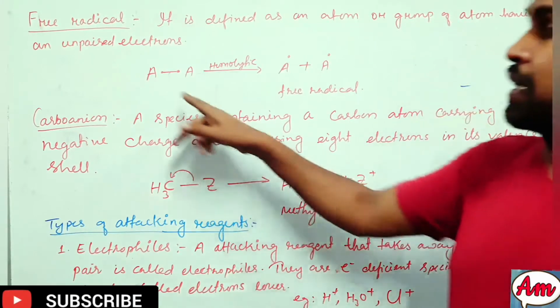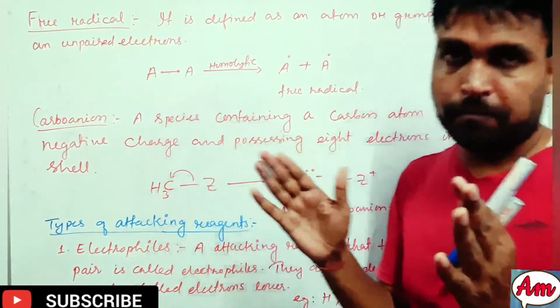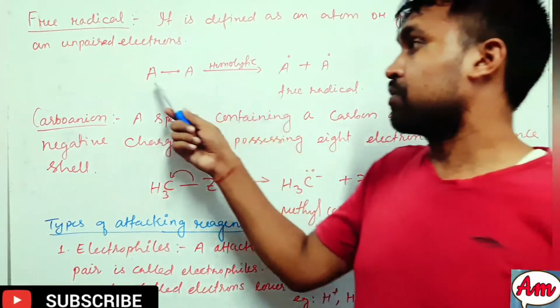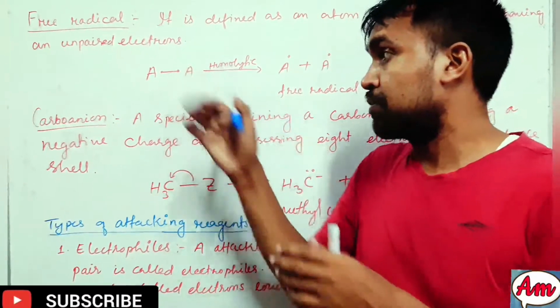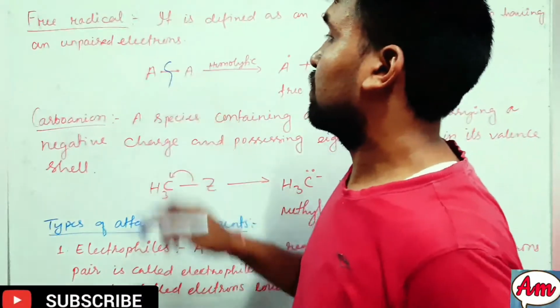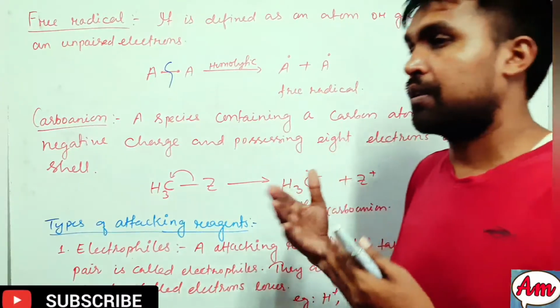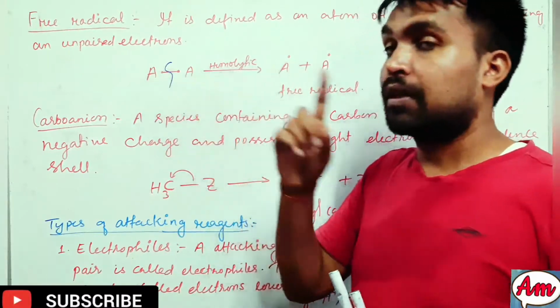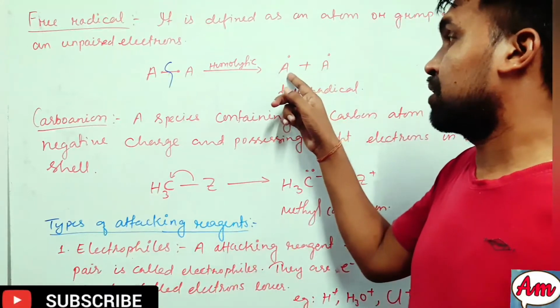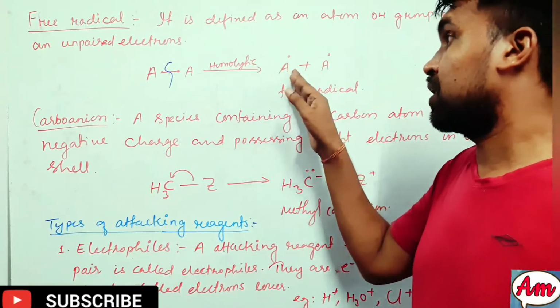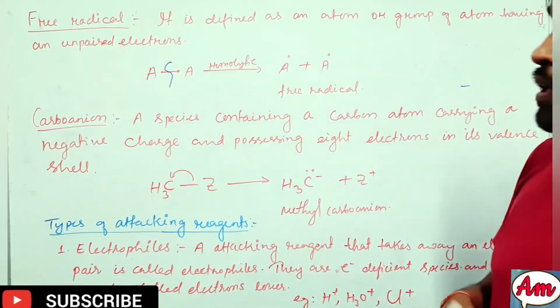So see here, A and A. This is the same type of atoms, so homogeneous atoms. When the bond is broken between them, as I told you, both have the same electronegativity. So each atom will get one electron. Here the first atom has got 1 electron, the second atom has got 1 electron.